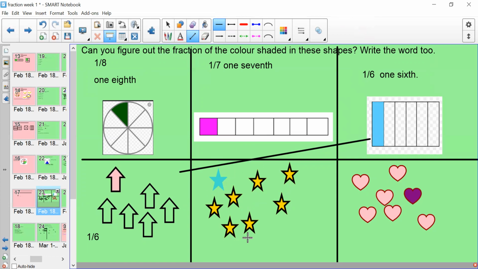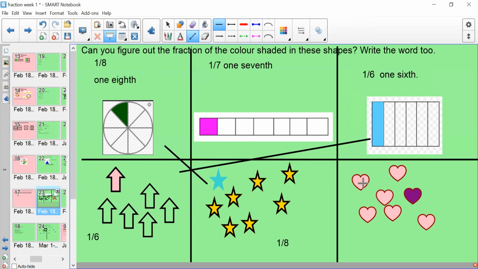And if we look at the stars, you can see there are 1, 2, 3, 4, 5, 6, 7, 8 stars. But one of those stars is blue. So one fraction, 1/8 of that picture of the stars is blue. So that would have matched up with this one.